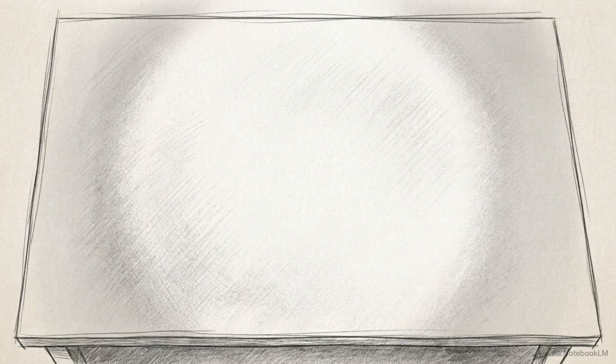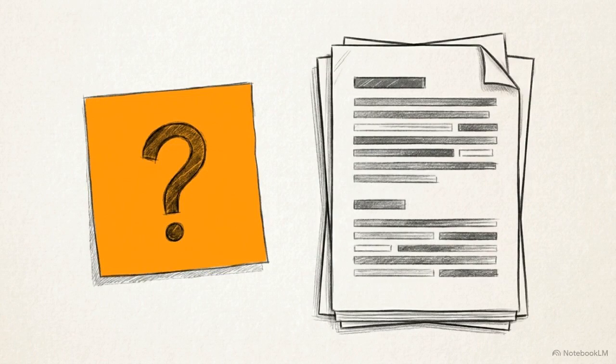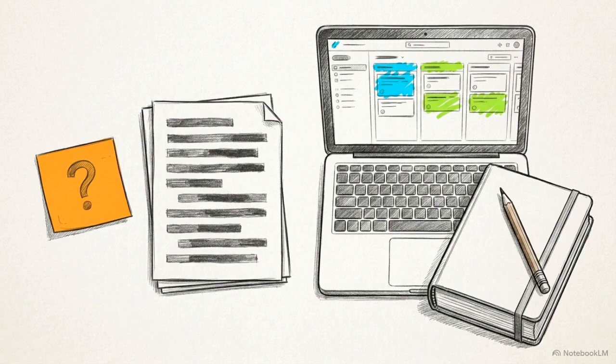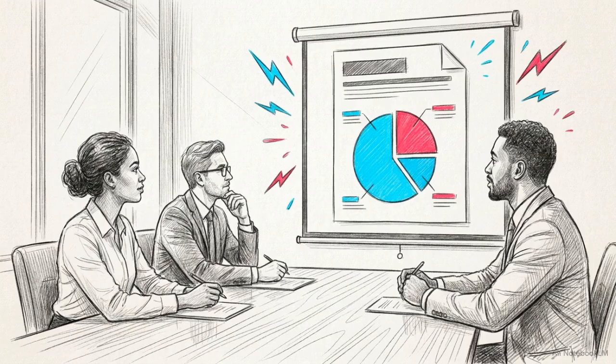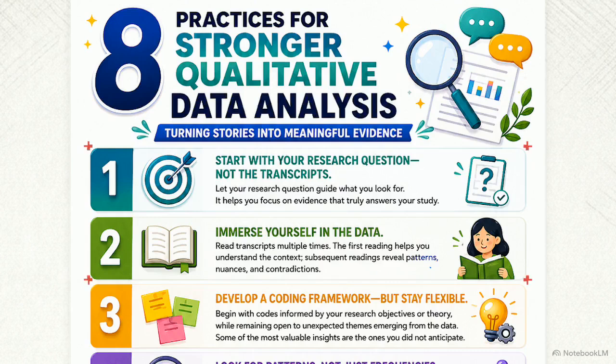Before we start step 1, you need 4 things on your desk: your primary research question, your raw transcripts, your chosen coding tool, and a notebook to act as your audit trail. This methodology transforms raw text into the specific, evidence-based findings required for executive decision-making. Our first phase covers practices 1 and 2, starting with the research question and immersing yourself in the data.